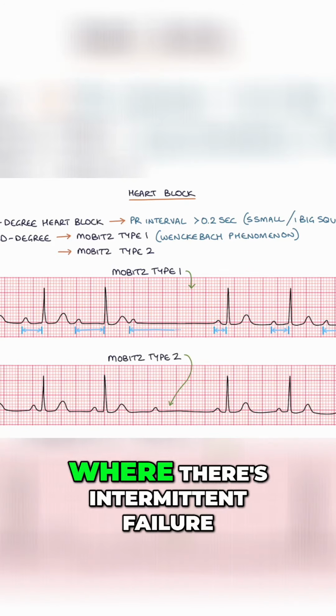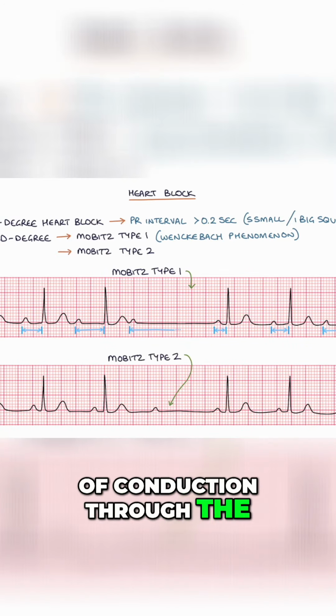Mobitz type 2 is where there's intermittent failure of conduction through the atrioventricular node.